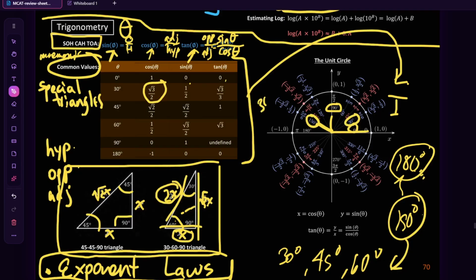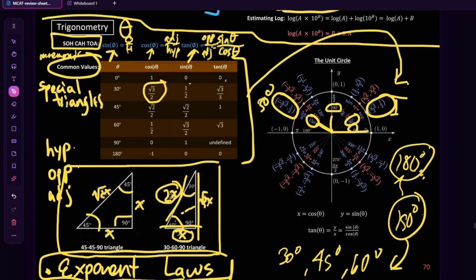Its reference angle is 30 degrees. That means the coordinates at 150 degrees use the exact same numbers as 30 degrees. See? They use the exact same numbers, just with different signs. So you see this is negative root 3 over 2, and this is just positive everything here.